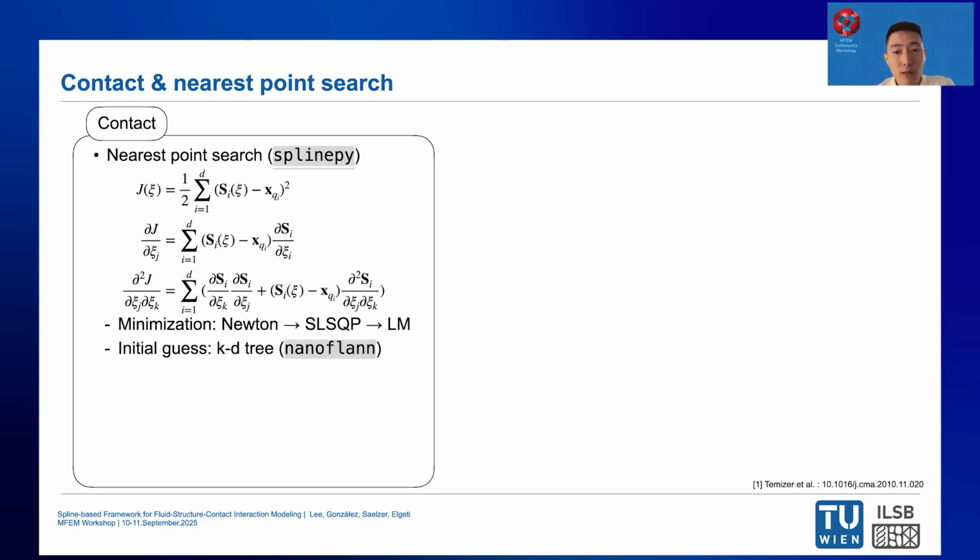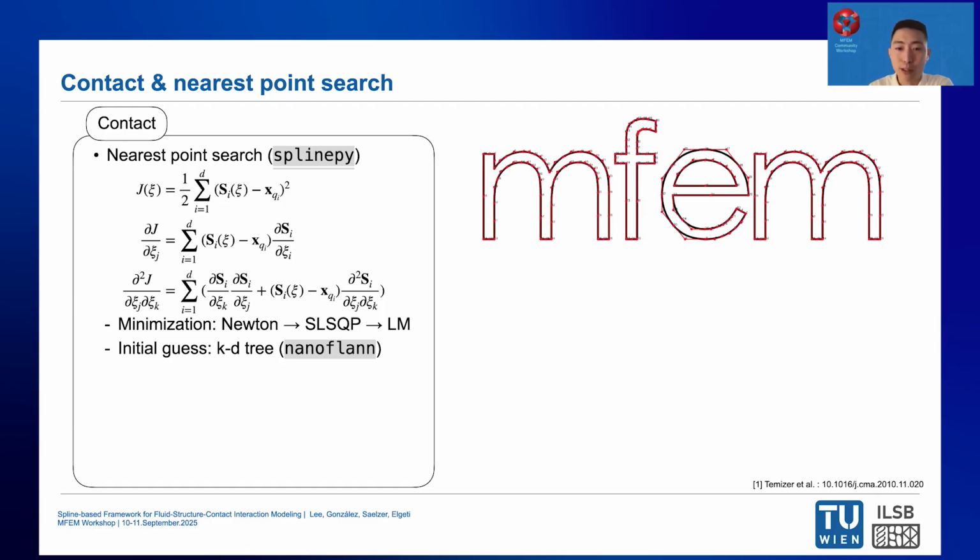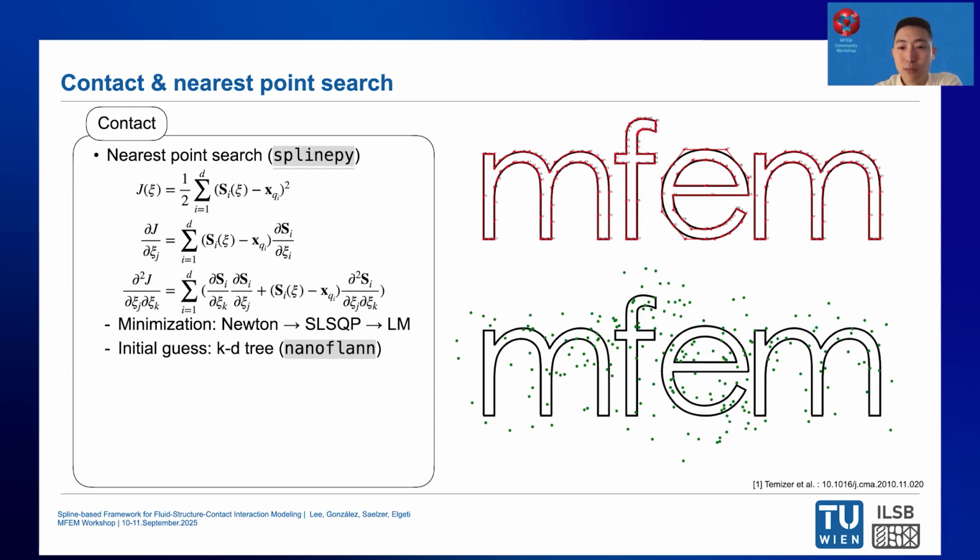For the initial guess, we build a KD tree using sample physical points of the spline. Oh, and just for this workshop, I prepared a tiny test case to visualize this. We've been told that all these fonts and computers are defined with splines, and well, I can confirm that. So now we have a geometry, and to test this, we sample some random points in space, and using this approach, it finds the nearest point.